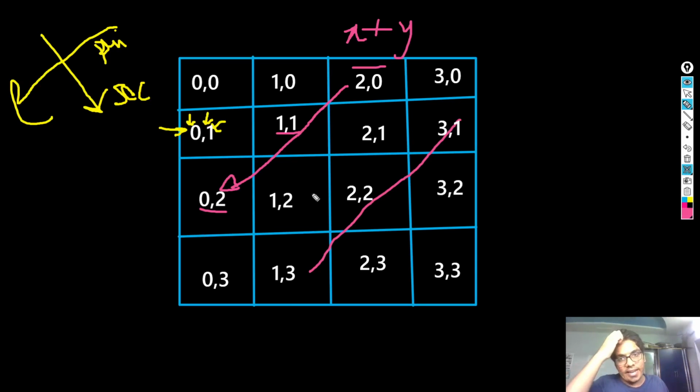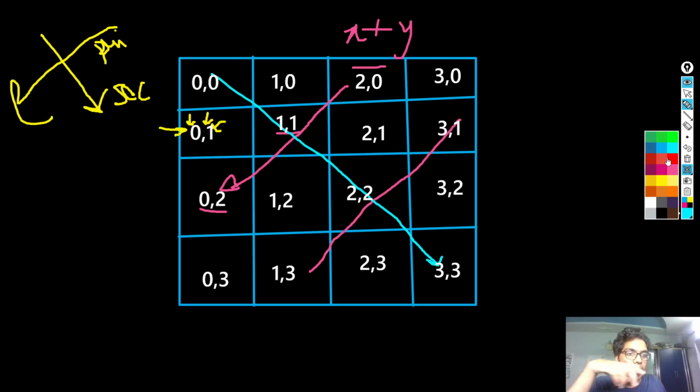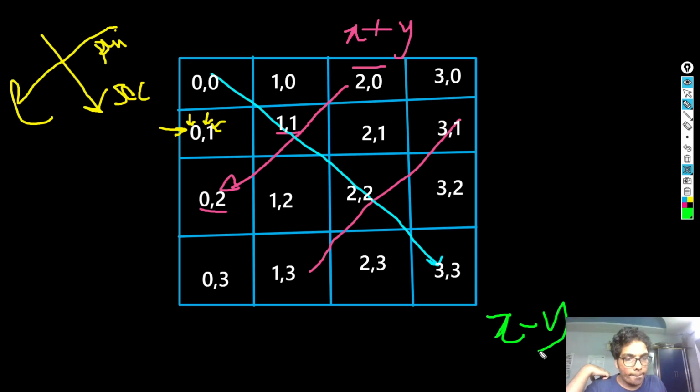Now take any secondary diagonal. For example, let's say this big secondary diagonal. Let me use a different color. Now in this big secondary diagonal, what we do is we just subtract the values. What is 0 minus 0? It's 0. What is 1 minus 1? It's 0. 2 minus 2? It's 0. 3 minus 3? It's 0. So the secondary diagonal would preserve x minus y, right?